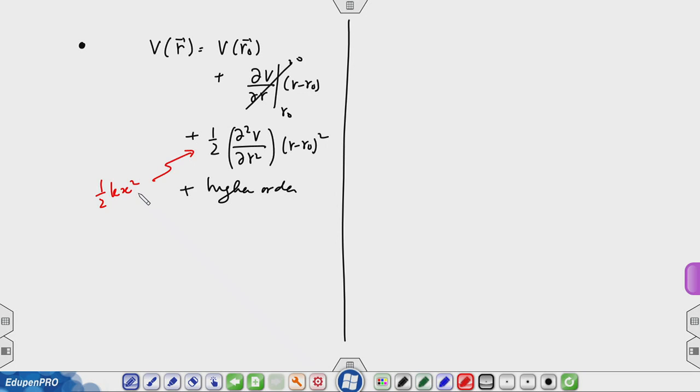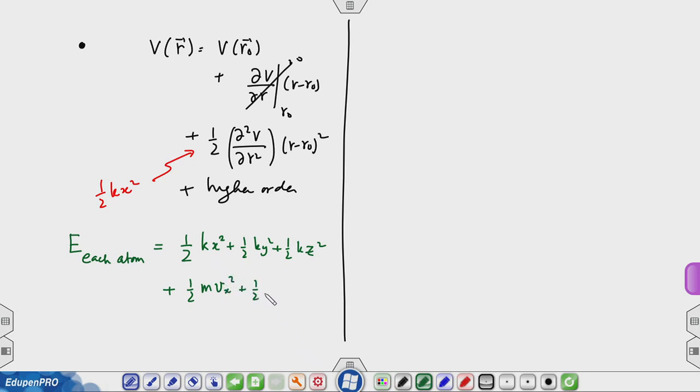So, the motion is simple harmonic, and the energy E for each atom is going to be 1/2 kx square plus 1/2 ky square plus 1/2 kz square, which is the potential energy, plus the kinetic energy 1/2 m vx square plus 1/2 m vy square plus 1/2 m vz square. And if you take the thermal average, each quadratic term gives you 1/2 kBT. So, this will come out to be equal to 3 kBT.